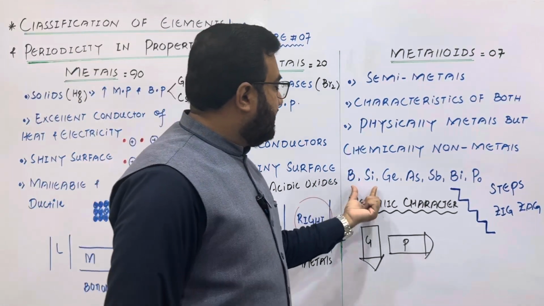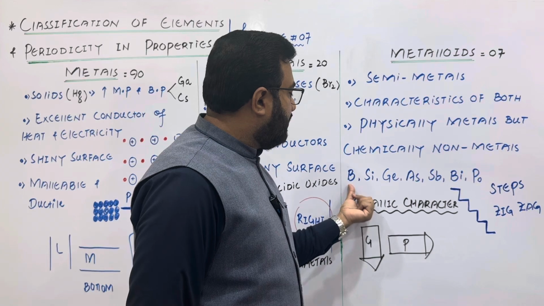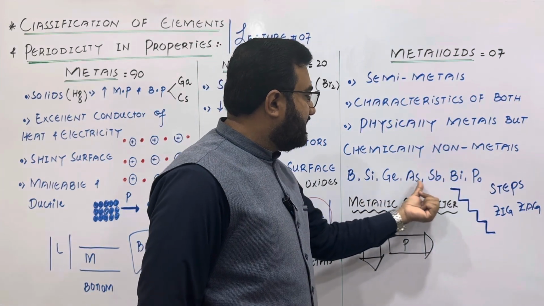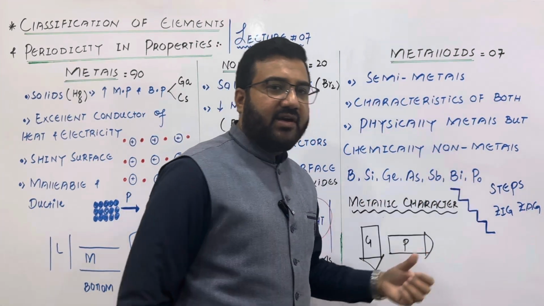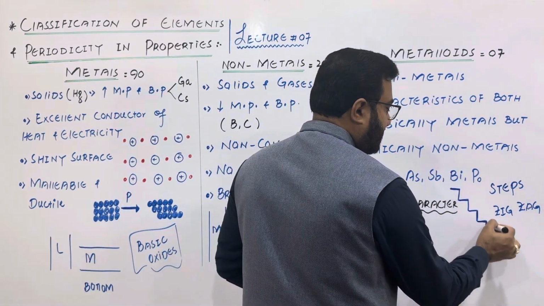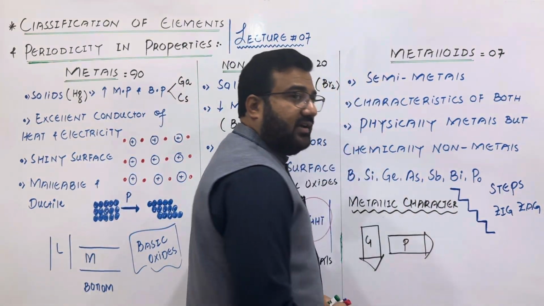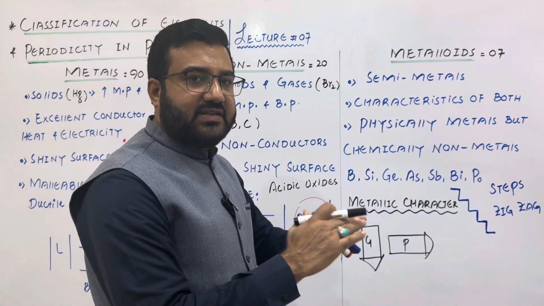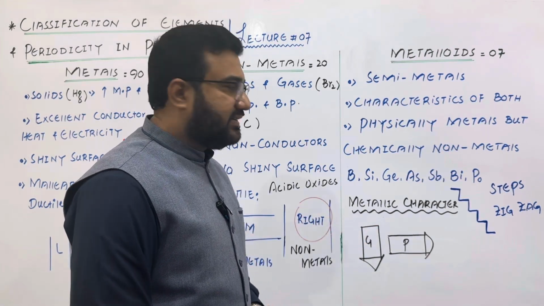Now, these are the 7 metalloids found in the periodic table: boron, silicon, germanium, arsenic, antimony, bismuth, and polonium. And if you look at the periodic table, you will see some steps or some zigzag structure, and they are present along that zigzag structure.